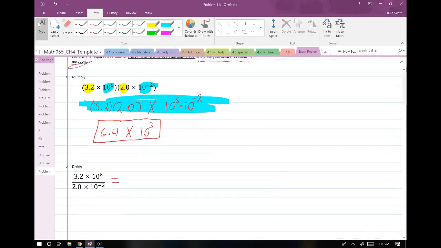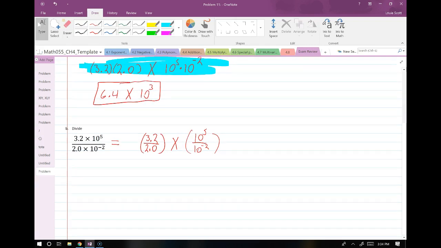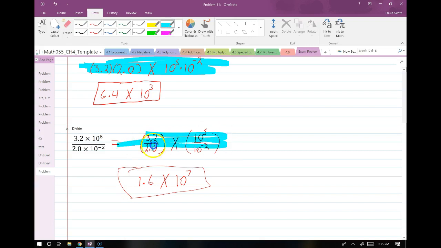All right, so now with this next example, we basically do the same thing. We say 3.2 over 2.0 times 10 to the fifth over 10 to the negative 2. So that could be your intermediate step. This leaves me with 1.6 times, what would this give me? What do you guys think? Good. Yeah, exactly, 10 to the seventh, right? Because that negative 2 flips up, and then you have 5 plus 2 on the top. So here you go.